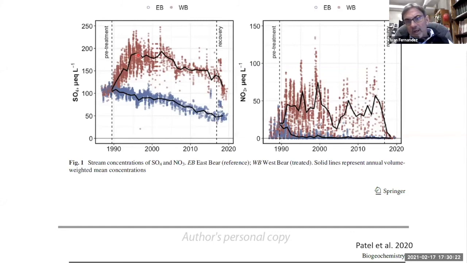Interestingly, the models that Congress was using for the Clean Air Act reauthorization in 1990 were wrong, because they would have predicted this would have gone to 300. Those are the kinds of things that we learned from these studies. And then importantly, this is East Bear, the reference watershed, the reference stream. Why this is important is because this is the effect of the Clean Air Act.